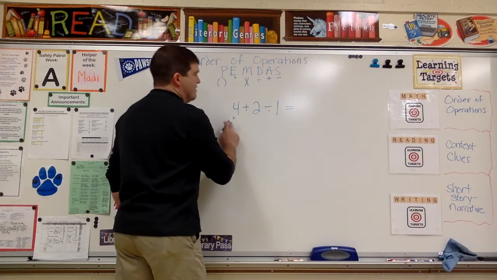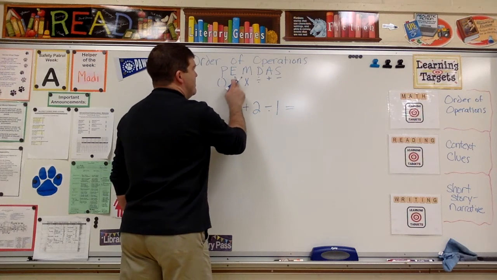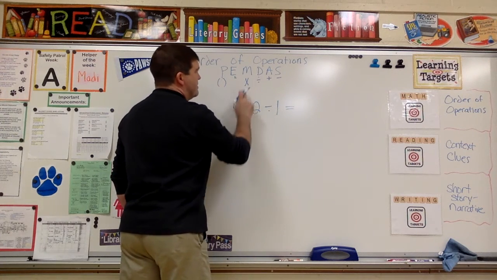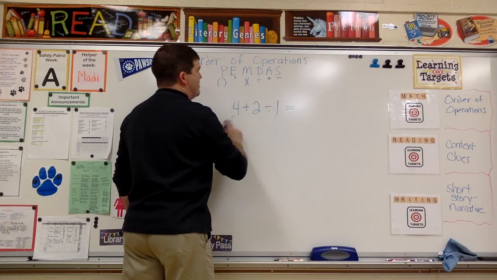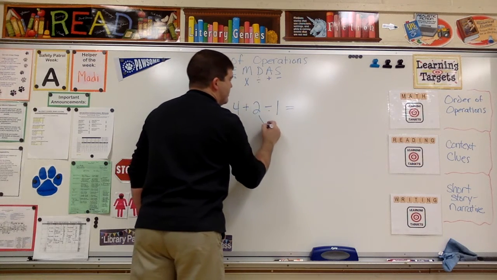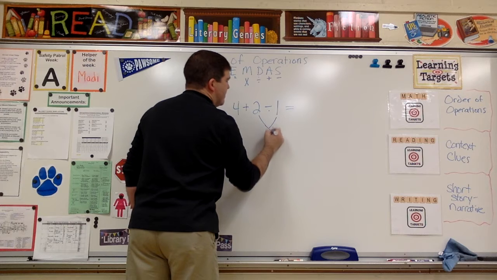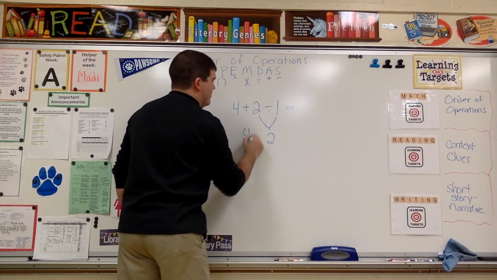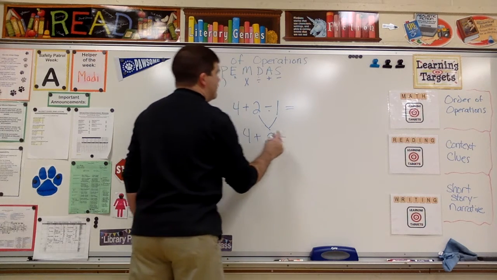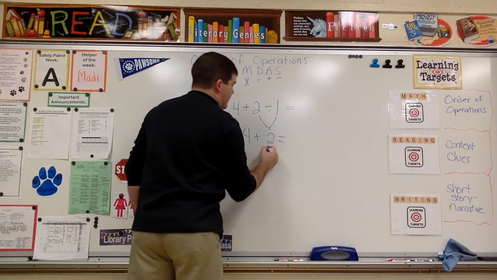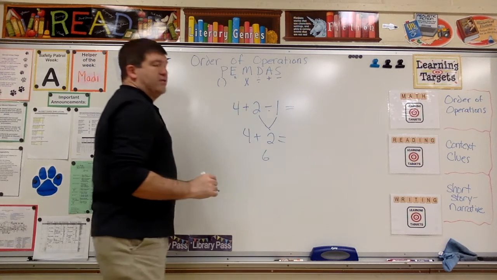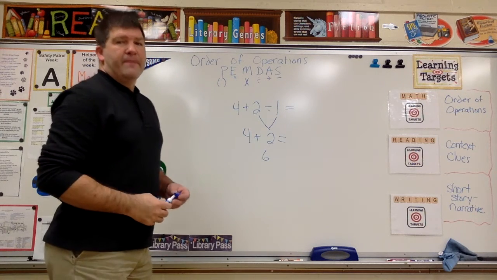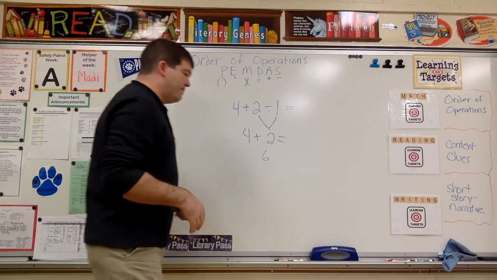Because you do parentheses, there's no parentheses. Exponents, no exponents. Multiplication, no multiplication. Division, there's a division. So you do this. 2 divided by 1 is 2. And then you bring down the rest. Okay, then you do addition, and 4 plus 2 is 6. So you always have to do it in that order.